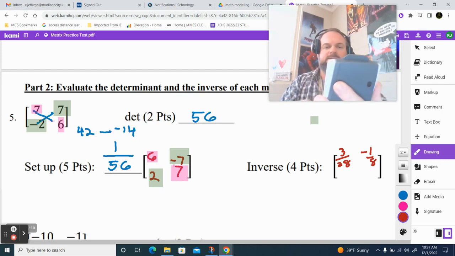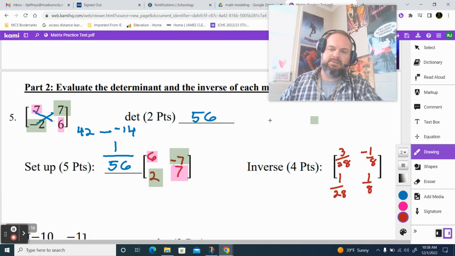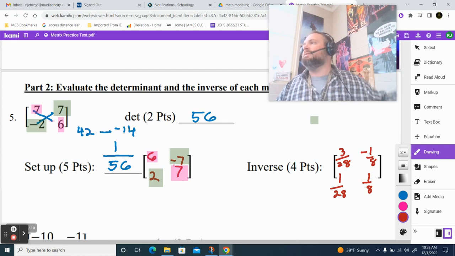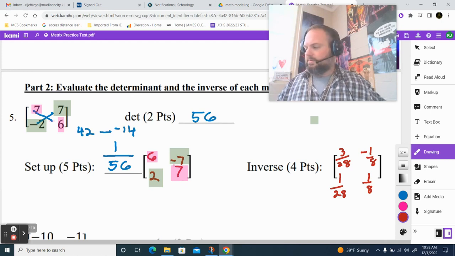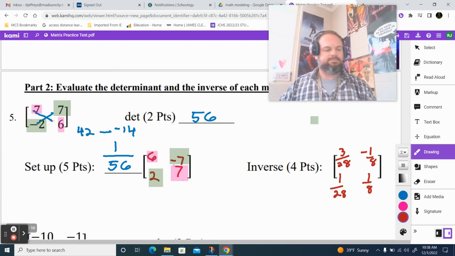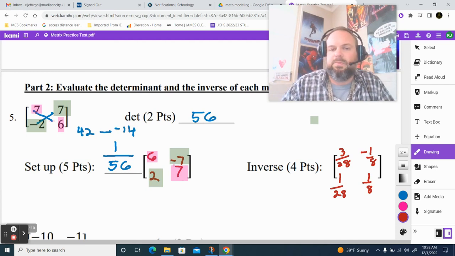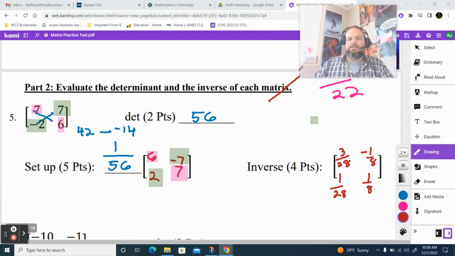2 over 56 should be 1 over 28. And then this one should be a positive 1 over 8 because that was 7. So here it is, 24, and this is 22. I'll double check on the test to make sure that hopefully nothing is super crazy.